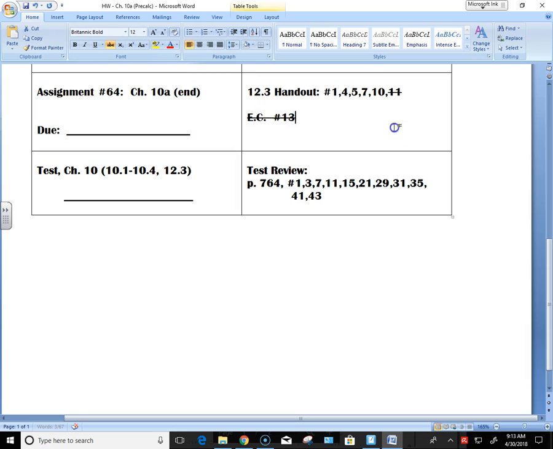There we go. Okay, 11 and 13 we're skipping. Okay, 11 and 13 is called inscribed figures. We're skipping. Don't even stress about it. Don't even worry about it. Don't even try it. But 1, 4, 5, 7, and 10 we are doing.